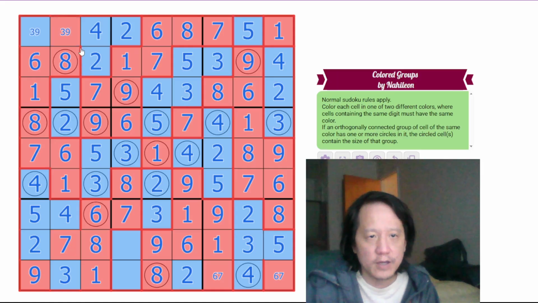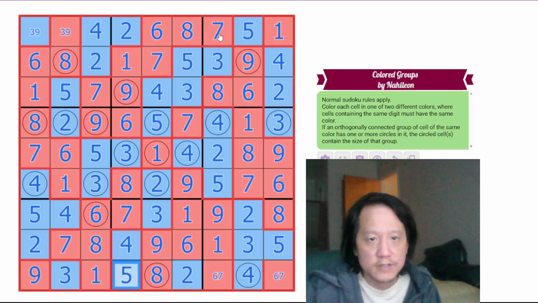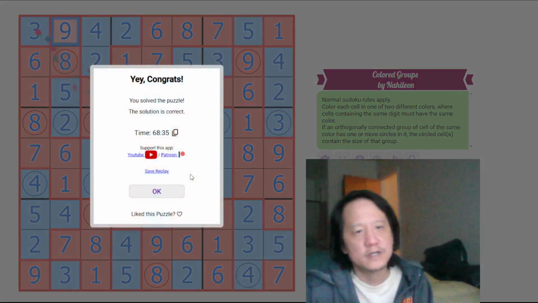So then we have all the regions. So this is done. This is done. This has to be 4 and 5. This must be 4. That's 5. 7 eliminates 7 here, so it's 6 and 7. This 9 eliminates 9 here, so it's 3. And this is 9.